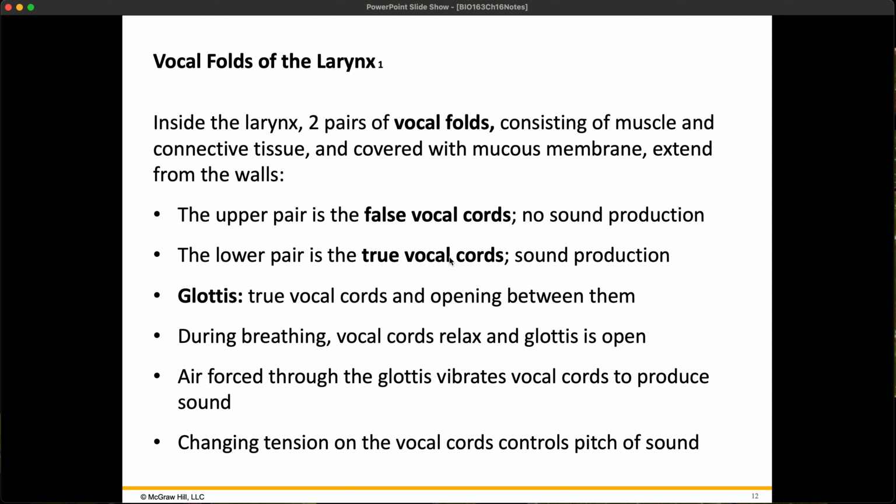If you combine the true vocal cords with the opening between them, you get the glottis, the opening that is going to lead into the trachea. This is the glottis. And so this is what's really kind of being adjusted when we're producing sound. While we're breathing, those vocal cords relax and the glottis stays open, so that way air can be moving easily. Air can be forced through the glottis. It causes it to vibrate, and that's what produces sound. Changing tension on those cords controls the pitch of the sound. I can move it up and down depending on how much tension gets put on those.